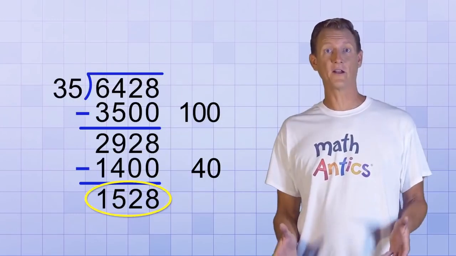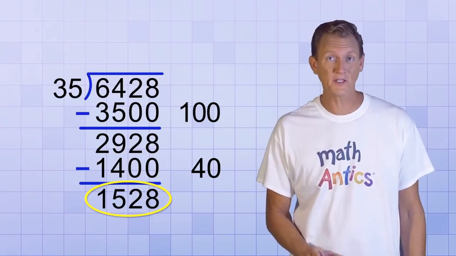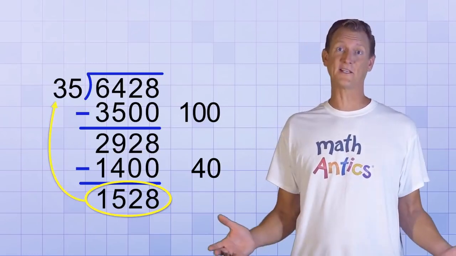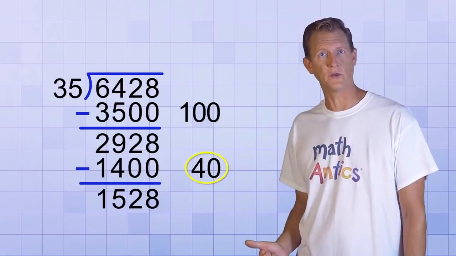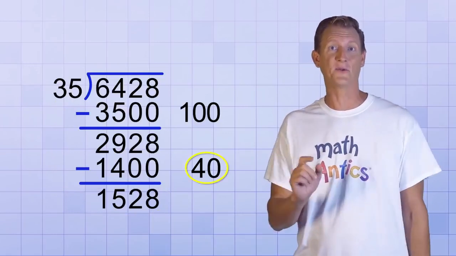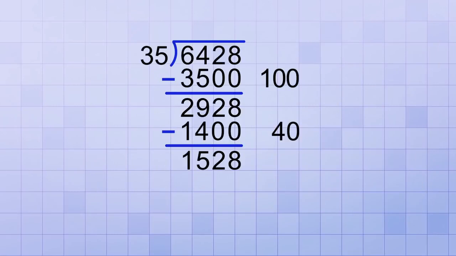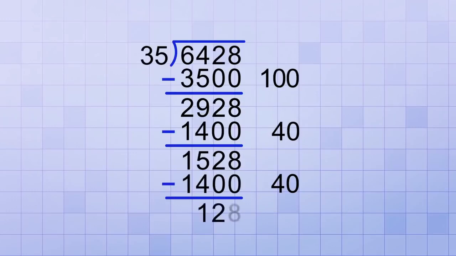40 times 35 equals 1,400, and 2,928 minus 1,400 equals 1,528. Cool, our remainder has gotten a lot smaller, but it's still much bigger than the divisor, so we need to keep going. The good news is that it looks like the last partial quotient we used will also work for this step, so let's use it again. That means we'll write another 40 off to the side. 40 times 35 equals 1,400, and 1,528 minus 1,400 equals 128.